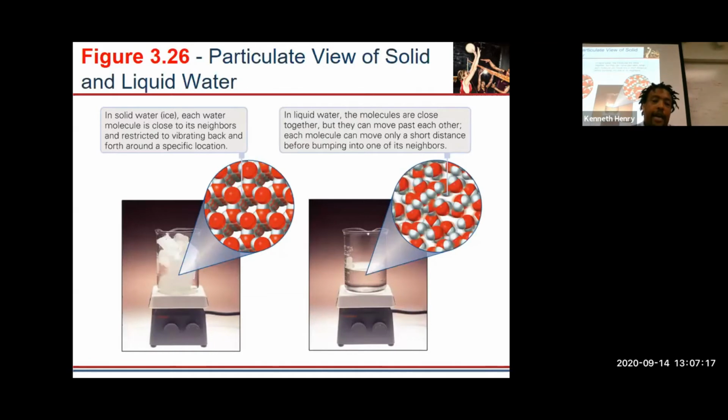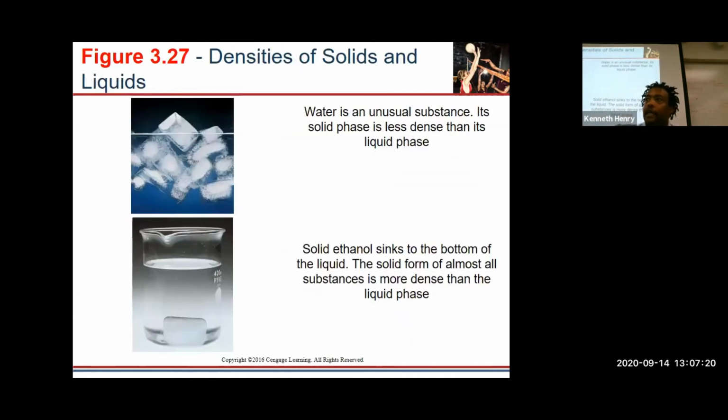So we talked about ice and water. Here I showed you ice and water. Ice floats on water, whereas if we had a cube of ethanol, totally frozen, ethanol is drinking alcohol, and we put it in alcohol, it's not going to float because it's not less dense than its liquid phase. It's just going to sink to the bottom. And you can see that here at the bottom.